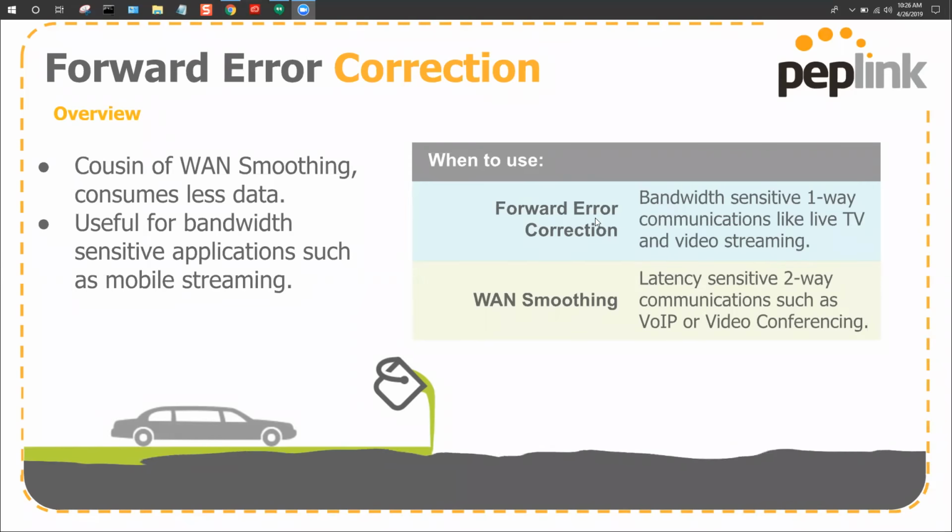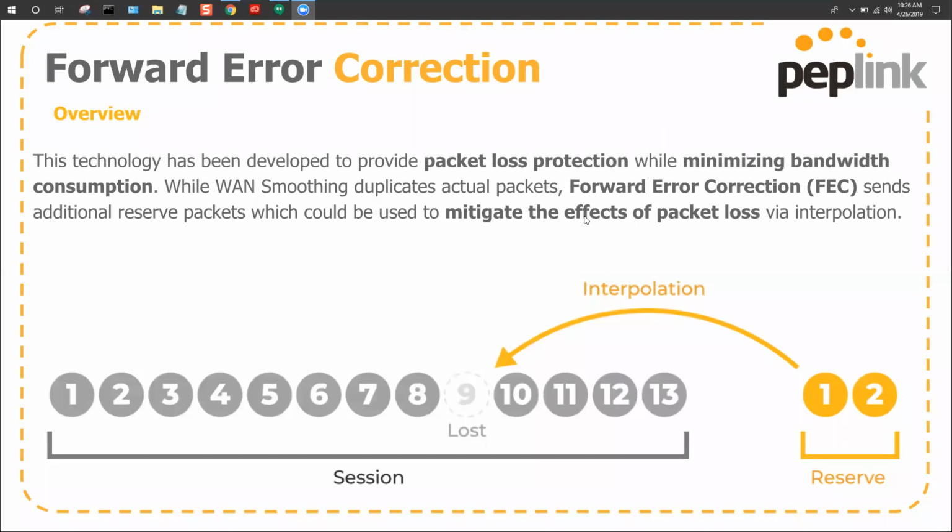A cousin to WAN smoothing that we have now started to introduce with our latest firmware build is forward error correction. It uses a whole heck of a lot less data because FEC is more so one-way communication as opposed to two-way communication. A live video stream, live television, live audio. WAN smoothing, again, would be more so for VoIP, two-way communication, video conferencing. And we developed this to provide that packet dropout protection while trying to really minimize the bandwidth consumption. WAN smoothing is like duplicating the whole packet. FEC is just sending additional reserves that can swap in, to mitigate the effect of the loss versus interpolation.